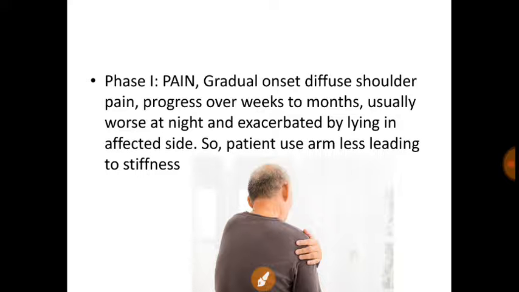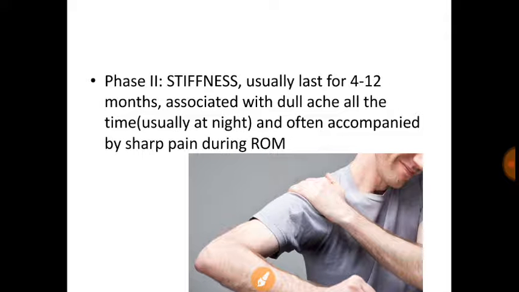Phase 1, the early phase, is the phase of pain. Pain is a gradual onset diffuse shoulder pain, progressing over weeks to months, usually worse at night and exacerbated by lying on the affected side. So the patient uses the arm less, and this leads to stiffness, which is phase 2.